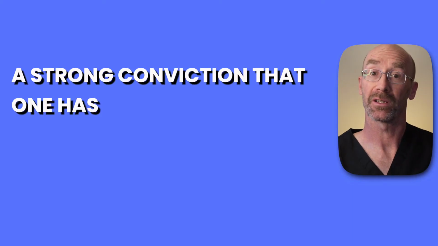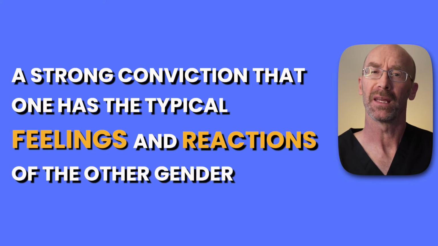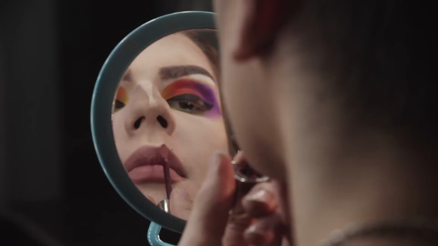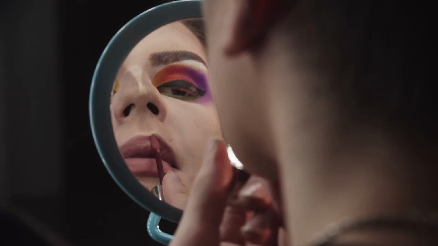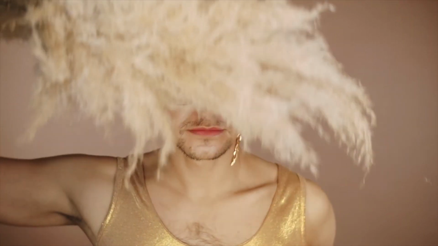Criterion 6 for gender dysphoria in DSM-5 is a strong conviction that one has the typical feelings and reactions of the other gender. Examples include an assigned male who identifies as a female and yet has a strong conviction that they have typically feminine feelings and reactions to social situations, such as feeling more comfortable expressing emotions or seeking out more nurturing relationships or occupations. They may feel that their current male identity is a barrier to fully expressing these feelings and behaviors.